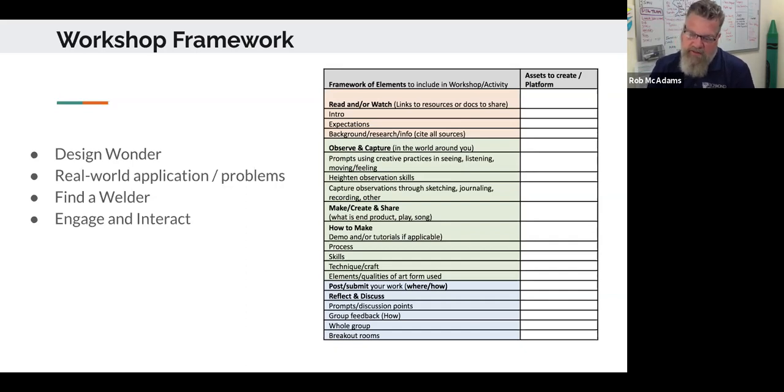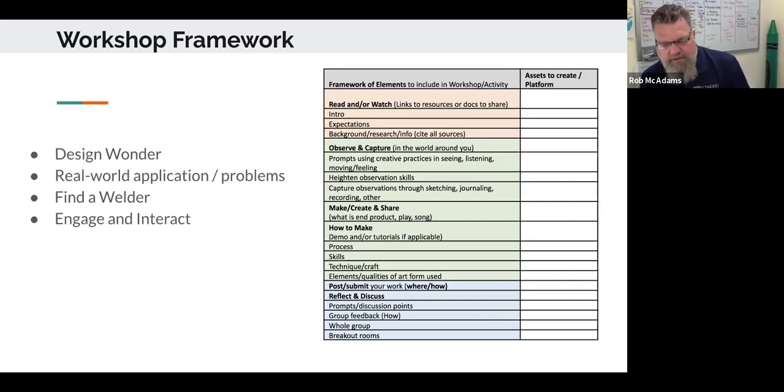the other piece then is that second column: what are you going to create, and what is that platform? So where does that show up? For our intro, we're going to have them watch Sir Ken Robinson's Creativity and Education, the RSA whiteboard video. And then we're going to give them prompts to go out in their community and look down and sketch everything around your feet, or find 10 things that fit in your hand and sketch those, or find parallelograms in buildings downtown. So those are the prompts under observe and capture.